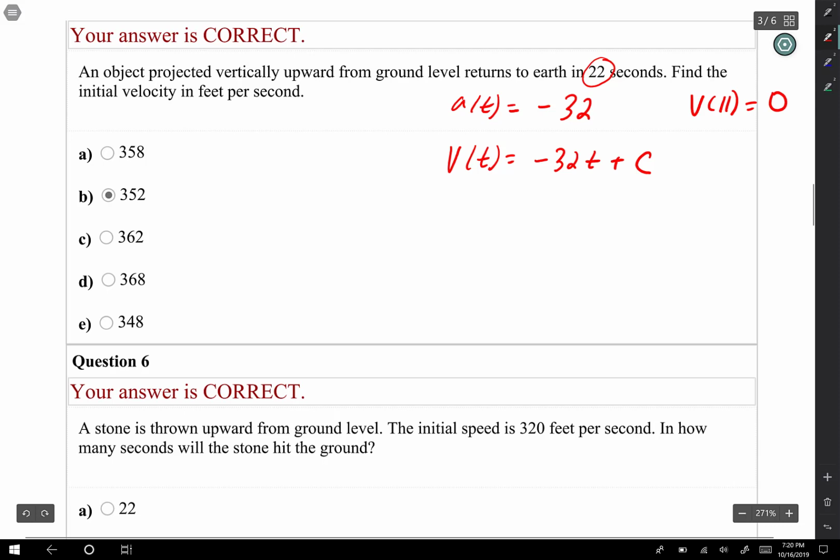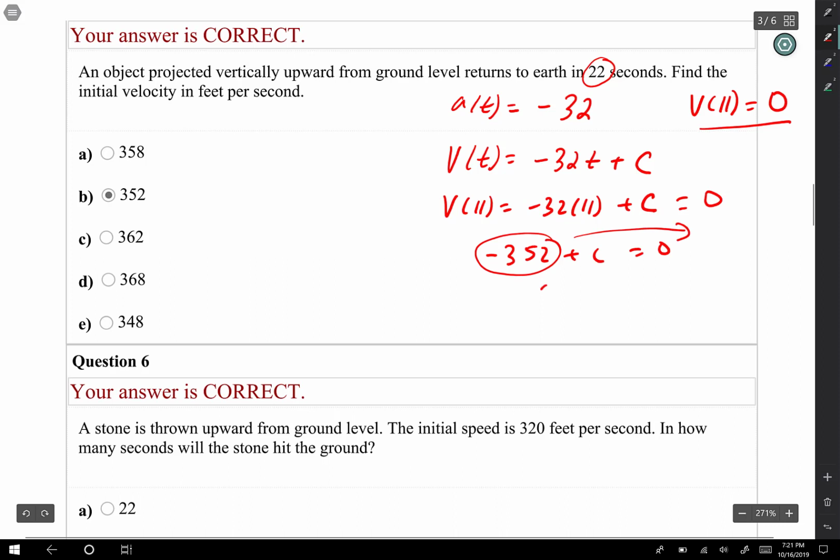So now knowing that, I'm going to say velocity at 11 equals negative 32 times 11 plus c. Cool? Cool. And we know that velocity at 11 is 0, so I'm going to say equals 0. So 32 times 11 is 352, so I have negative 352 plus c equals 0. Move the 352 to the right, and we get that c equals 352. Now that I know what my velocity equation is, v of t equals negative 32t.